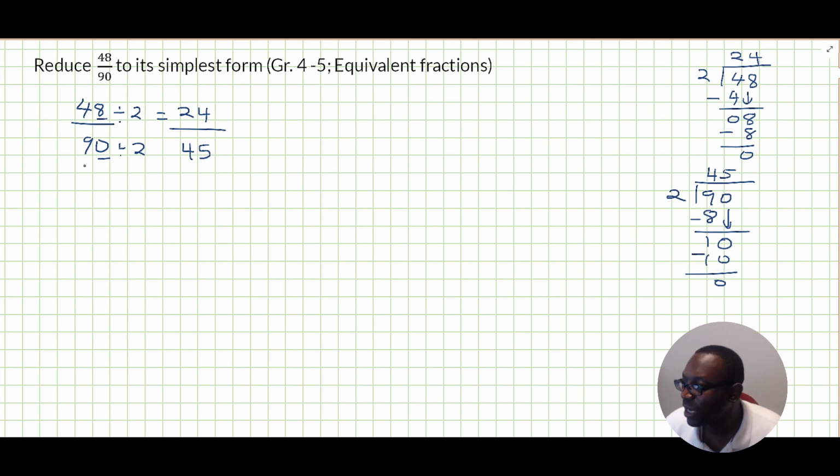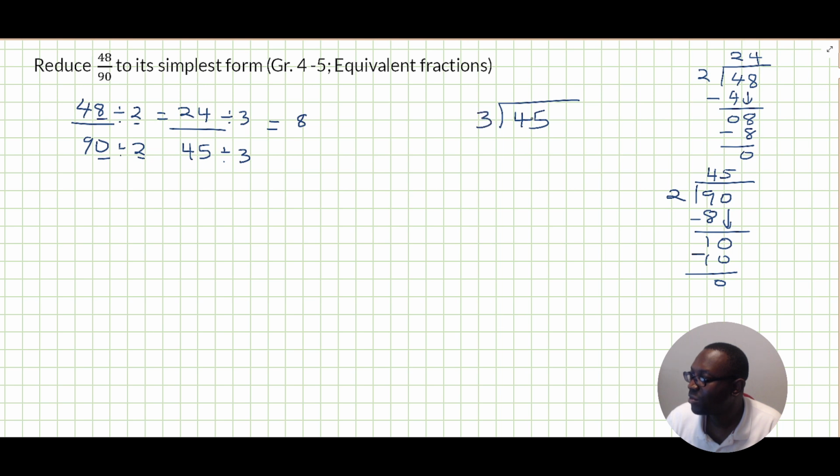Now the question you want to ask yourself is, can I divide these two numbers by the same number? Do they have a common factor? So here 2 is a factor. So do these two numbers have a common factor? If you know your rules of divisibility, you can see that 3 is a common factor here. So you can divide by 3 here. Divide also 45 by 3. 24 divided by 3 is 8. What about 45 divided by 3?